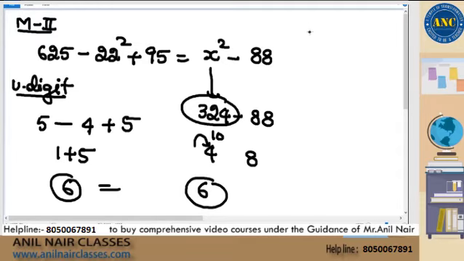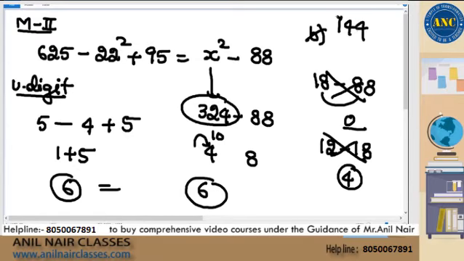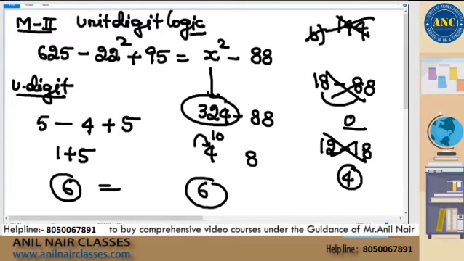I hope it is clear. If I take the first option, 18 minus 88, 8 minus 8 I will get 0. If I take the second option, 12 minus 88, 2 minus 8 will not go, it is 4. First option out, second option out. 144 and 324 already we did. 144 is incorrect because the left hand side is not matching with the right hand side. Method 2 is unit digit logic.